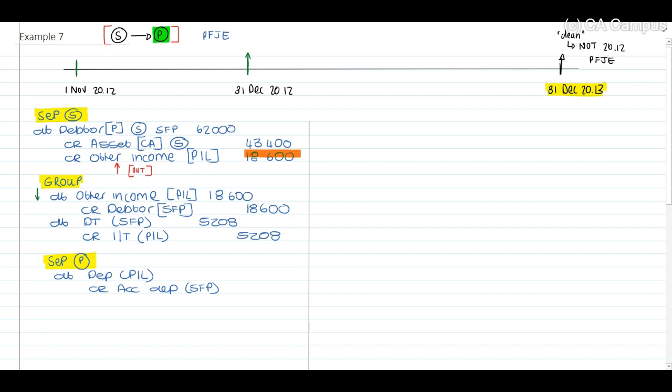Therefore, there is this additional depreciation that the parent has recognized on the 18,600. Therefore, guys, this will be for a period of 2 months, and this will be the 18,600 times 4 years times 2 over 12, and this will be an amount of 775.